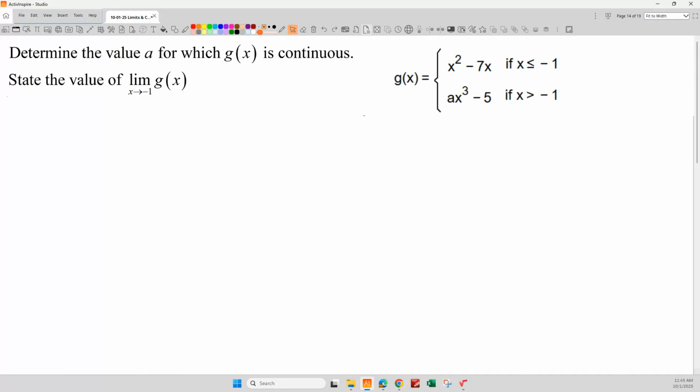For this thing to be continuous at -1, that's the only place where it wouldn't be continuous, right? On the top, I've got a polynomial. On the bottom, I've got a polynomial. They're fine everywhere. The only place this might not be continuous would be at -1. Well, we get to choose the value of a to make it continuous. So the limit from the left has to equal the limit from the right. Okay, so let's take a look at that.